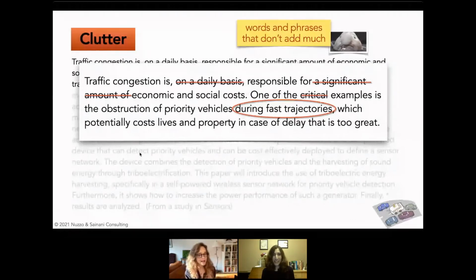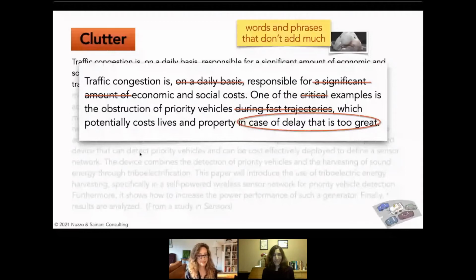So I know you said this is academic speak, and maybe we could rewrite this more simply, but I would argue here that we probably don't even need it. It's that same kind of not adding much, because priority vehicle emergency during a slow trajectory, probably not. It's not an emergency if the ambulance is going slowly, right? Right. So we can assume that if a priority vehicle, it's going quickly, and we're not losing anything by cutting that out. Last but not least, which potentially costs lives and property in case of delay that is too great.